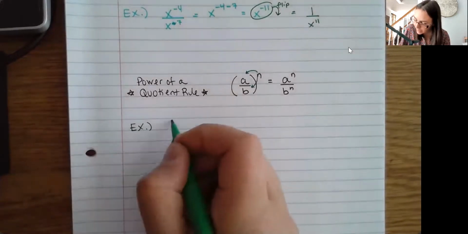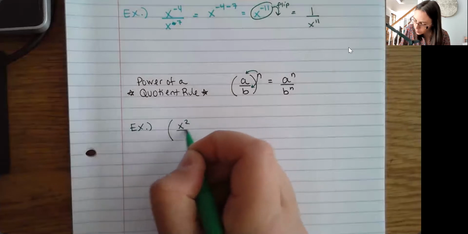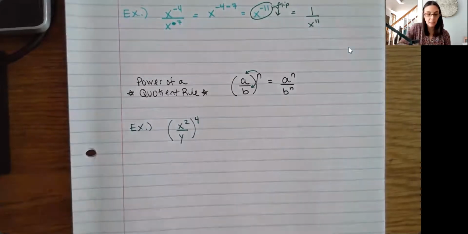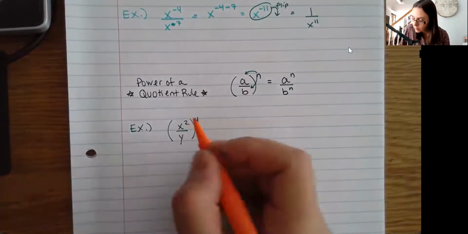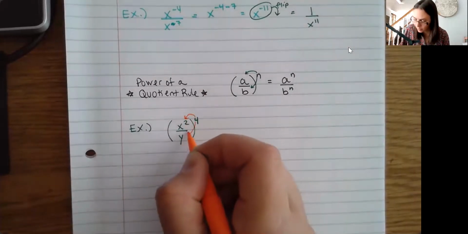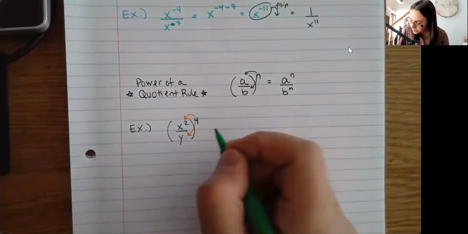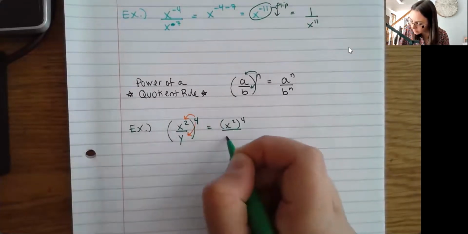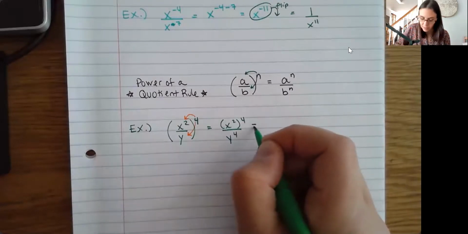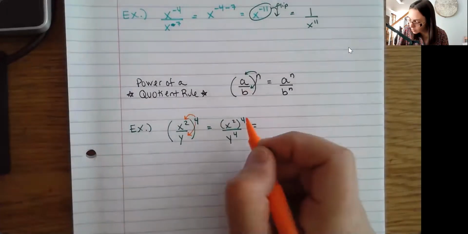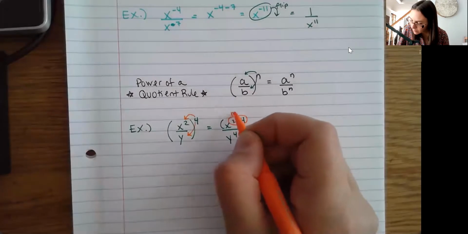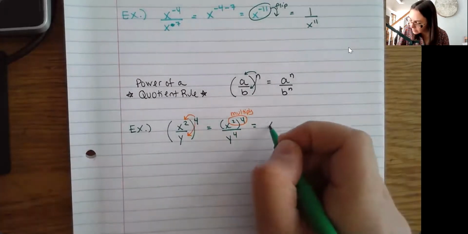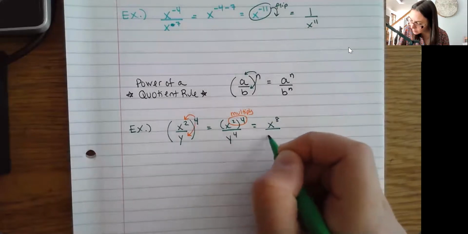Okay, so just kind of one more little tie-in with the quotient rule here before we totally move on. So for instance, if I have x squared over y to the 4th power, then I can go ahead and still distribute that exponent in. So I'm going to bring it in here, and I'm going to bring it in here. So I have x squared to the 4th, and then on the denominator, I just have y to the 4th. That one's pretty straightforward. And don't forget here that we can go ahead and multiply those double powers. So I have x to the 8th over y to the 4th.